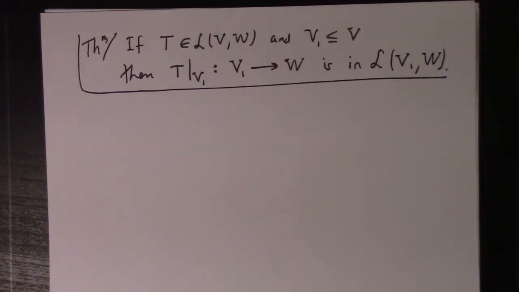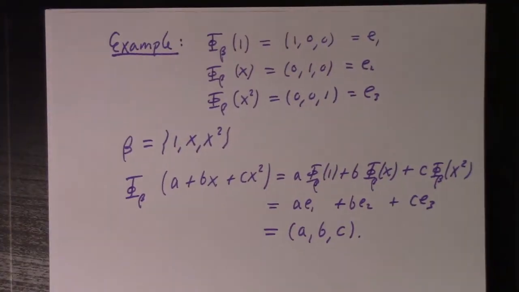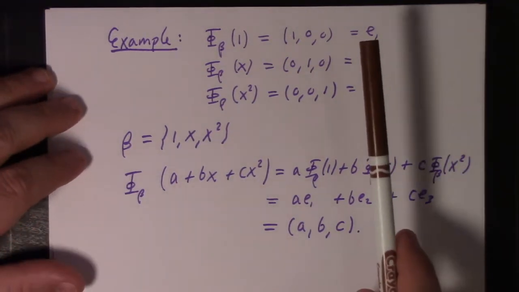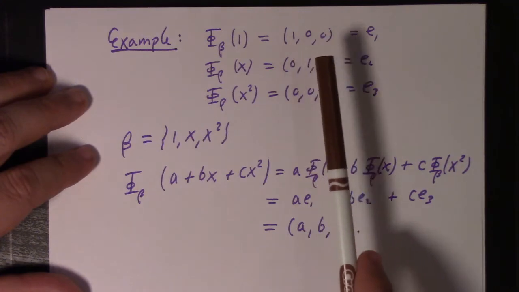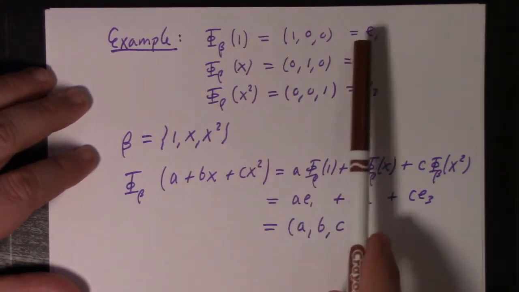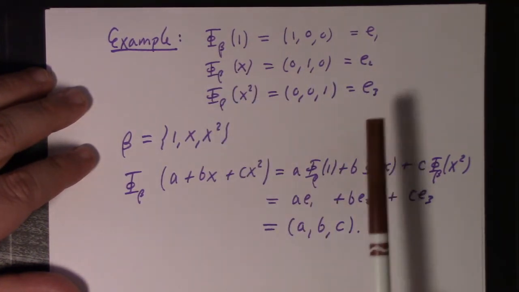Another important example. We could define the coordinate map. Actually, let's just say this map phi sub beta for the moment. Suppose phi sub beta of 1 is e1, phi sub beta of x is e2, phi sub beta of x squared is e3, like so.